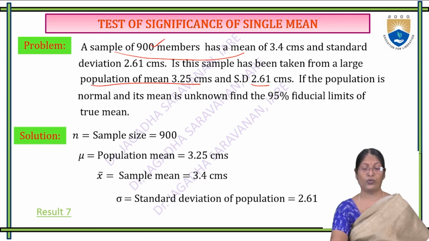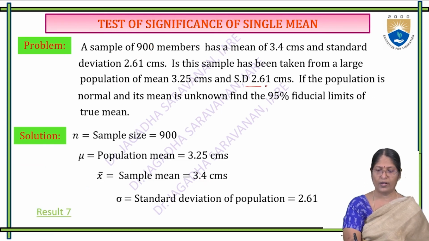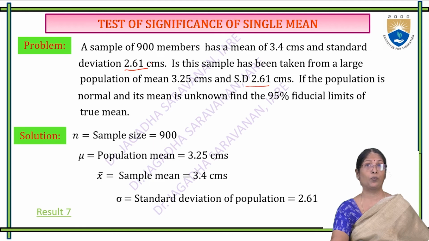The population standard deviation here is 2.61. Here is one doubt: in this particular problem, the sample standard deviation is also given as 2.61. Nothing wrong in it. We can put sigma by root n, otherwise s by root n. Now, what is the question? The question is whether the sample is coming from the population or not, yes or no. So we can go for a two-tailed test.